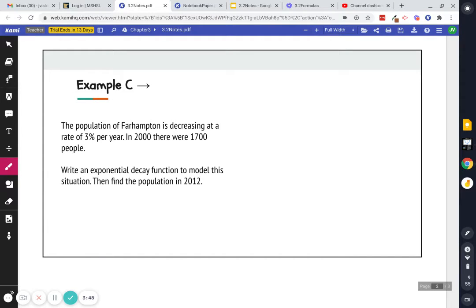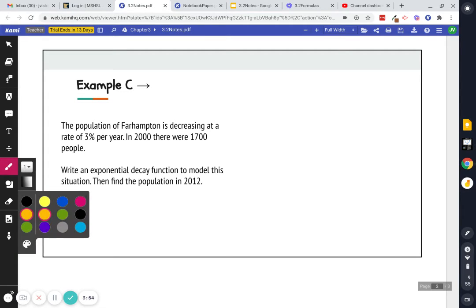Let's do this Farhampton one. If you don't know Farhampton, if you have not seen How I Met Your Mother, totally fine. But the population is decreasing, which is kind of a bummer, but that's okay. At a rate of 3%, 0.03. And you guys are like, so shut up, we know. But I don't want you to make that mistake on your test or something. So that's why I'm hammering it into you.